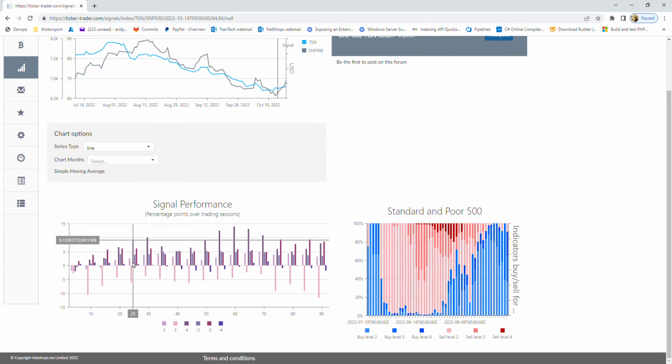That's a good history. And then if we look at 30 trading days, so what's that? 6 weeks. Over 6 weeks, you're going to get 10% profit, 10.1 on average, if you followed the level 4 buy indicator for this stock.